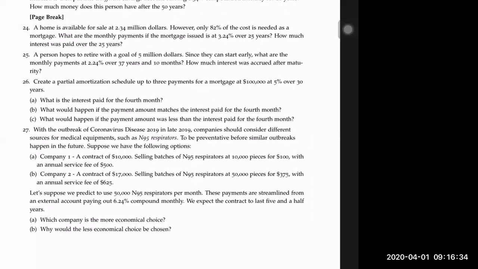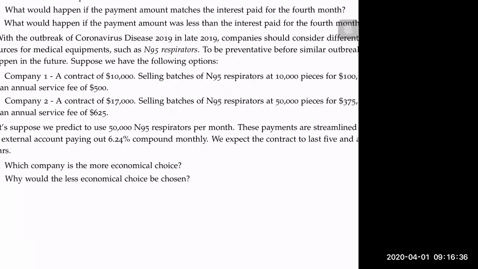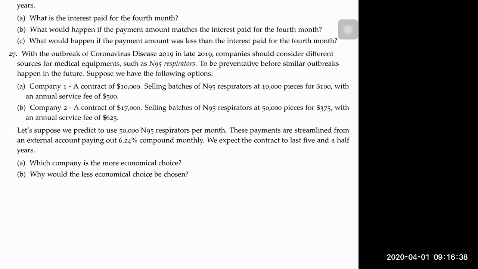I'm going to zoom in as close as I can so you can see that we're focusing on number 27. There's company one's numbers, but right underneath that, it says, let's suppose we predict to use 50,000 N95 respirators per month. That number must be given to you. Otherwise, you can't do this problem for prediction purposes.